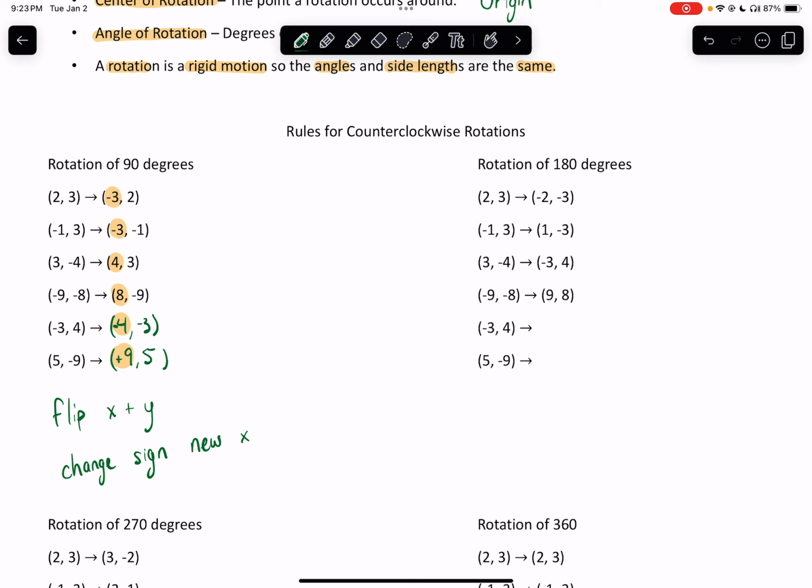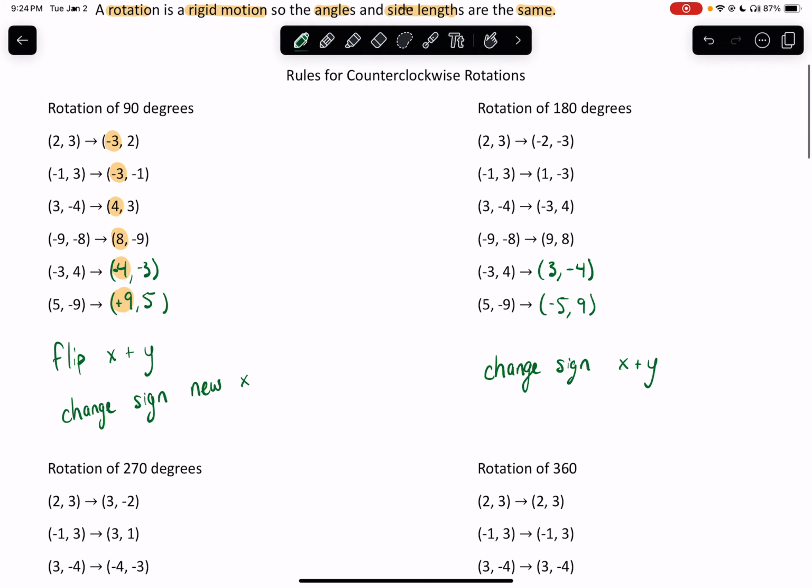Same thing just by looking at our pattern over here with the 180 degrees. What we'll notice here, 2, 3, -2, -3, -1, 3, 1, -3. So the x and the y coordinates aren't flipping, okay? But both of them are changing signs. The x coordinate and the y coordinate are changing signs. So our rule is going to be that we're just going to change the sign of x and y. So to do a 180-degree rotation, this will become 3, -4. And then the last one will become -5, +9. So just changing the sign of both of them, nothing's trading places.